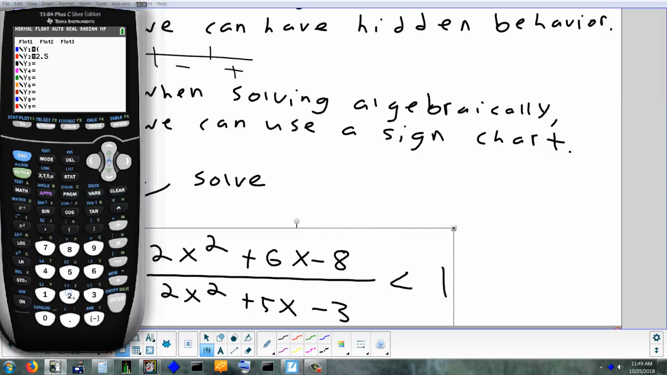So we've got 2x squared plus 6x minus 8, and then divide by 2x squared plus 5x minus 3. And put in a line at 1. Okay, so we're going to look where the graph in blue is below the graph in red. It's not a good window. So I'm going to start with a standard window and go from there.